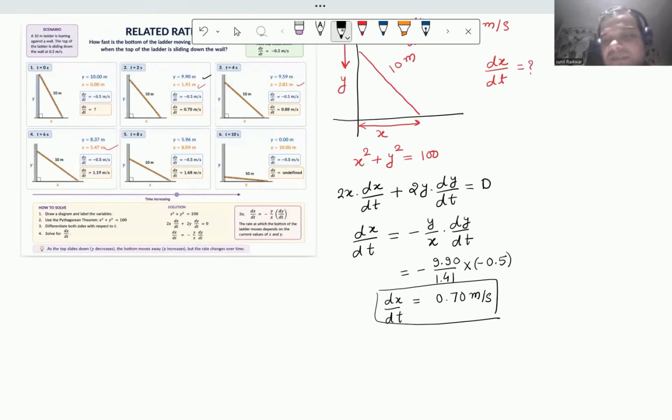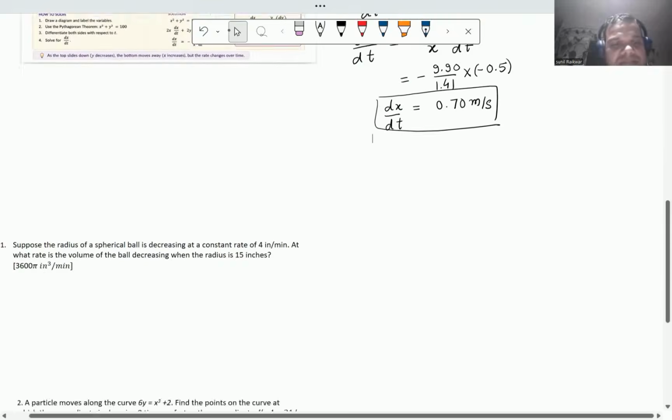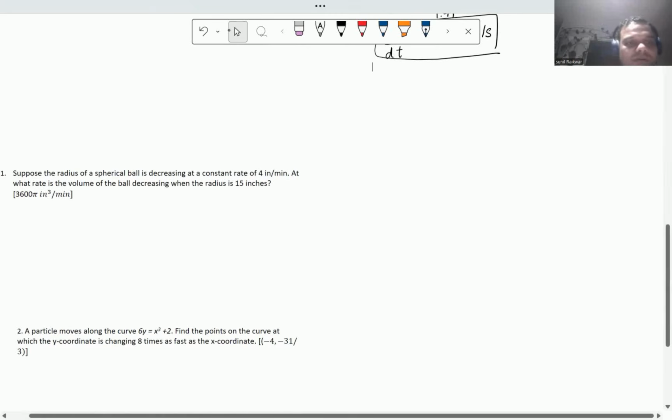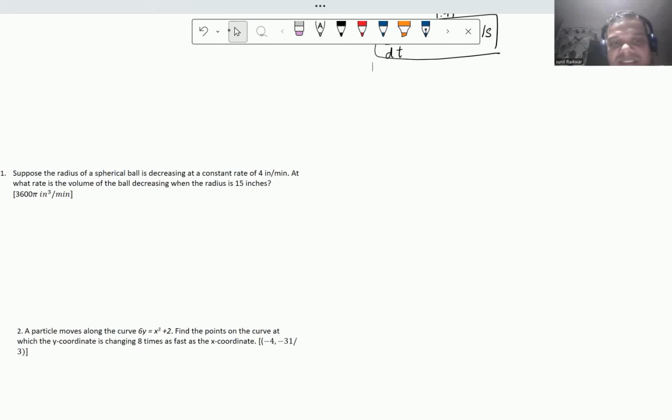Okay, now we just take some practical examples, meaning what kind of questions are asked in the exam. So here I have a few questions. Look at the first problem. Suppose the radius of a spherical ball is decreasing at a constant rate of 4 inches per minute. At what rate is the volume of the ball decreasing when the radius is 15 inches?